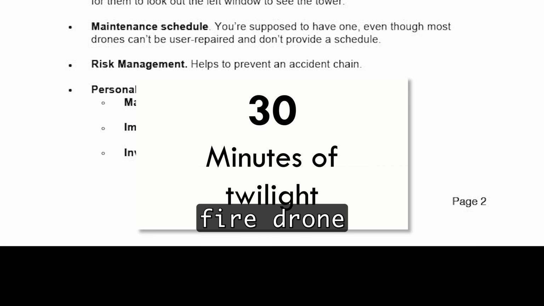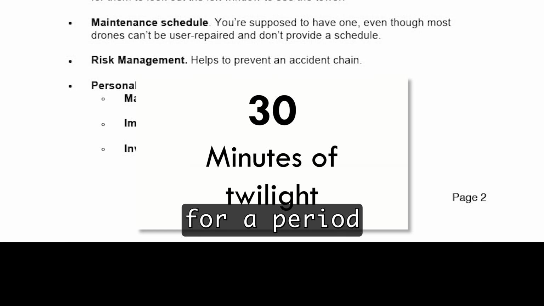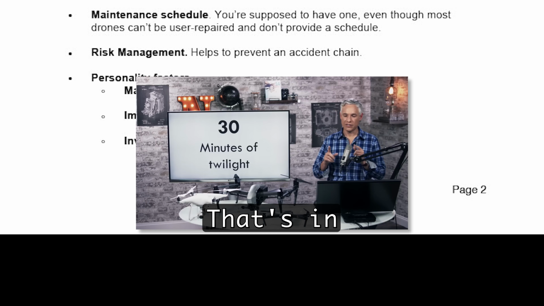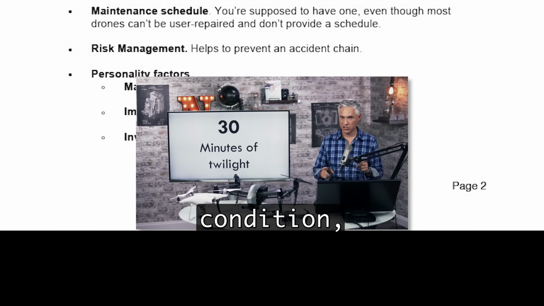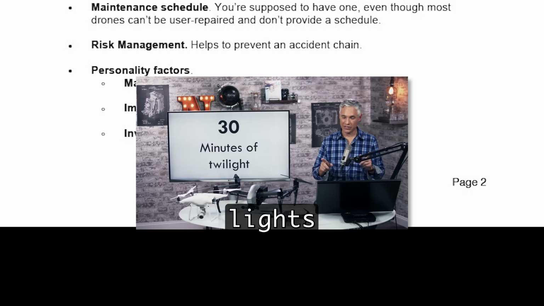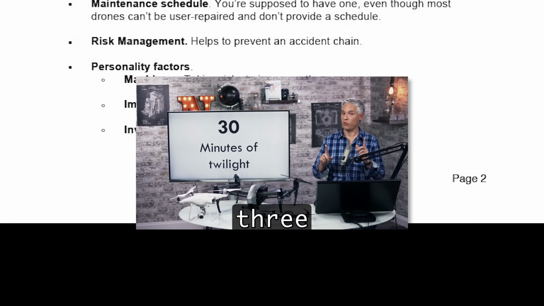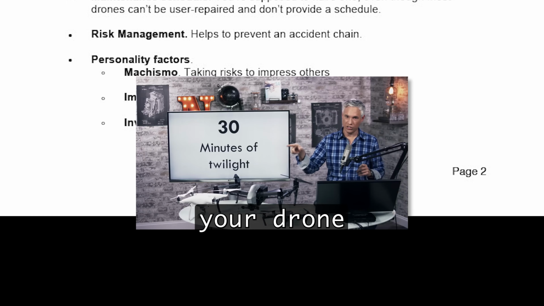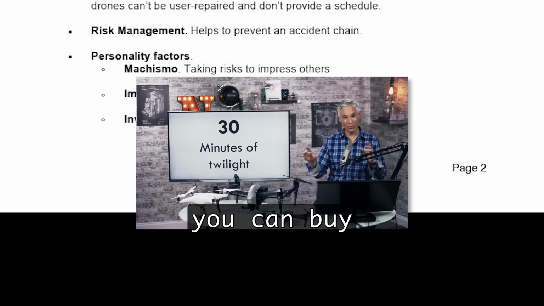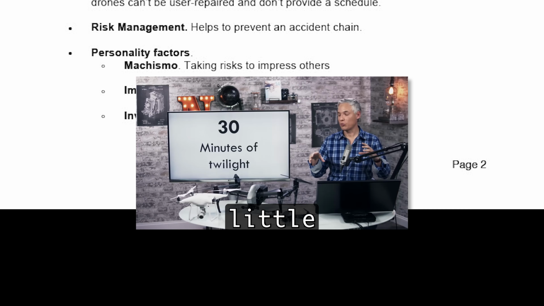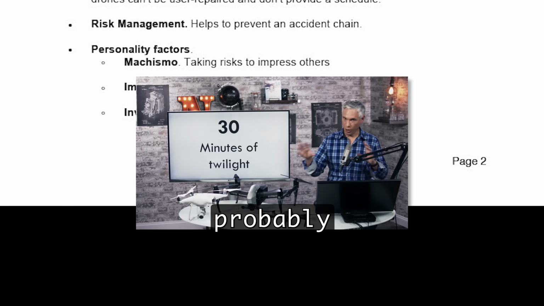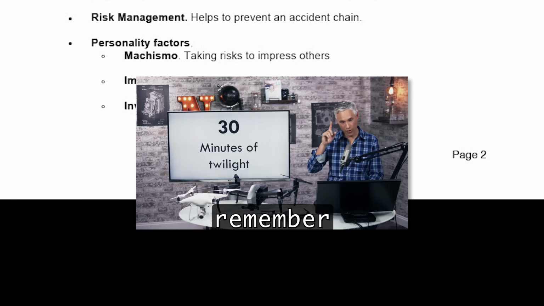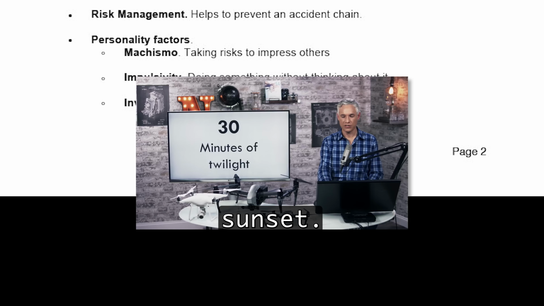You can fly your drone before sunrise or after sunset for a period of 30 minutes. So 30 minutes before sunrise, 30 minutes after sunset, that's in twilight. But in that condition, it requires your drone to have anti-collision lights that can be seen from a distance of 3 statute miles. And no, your drone doesn't have those lights on it by default. You can buy some super bright LEDs that have little batteries and rig it up on your drone, and that will probably meet that requirement. But these drones have lights, but they're not powerful enough to meet this requirement. So just remember, 30 minutes before sunrise, after sunset.